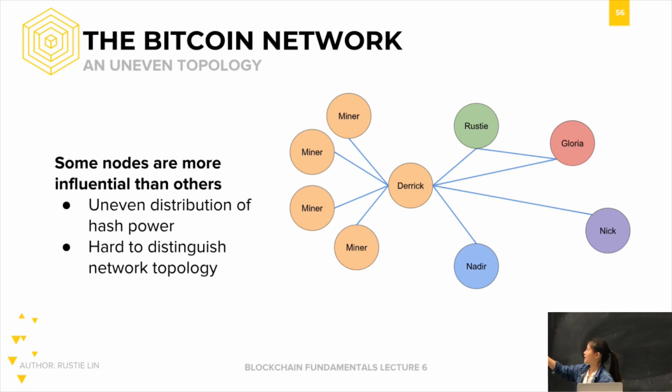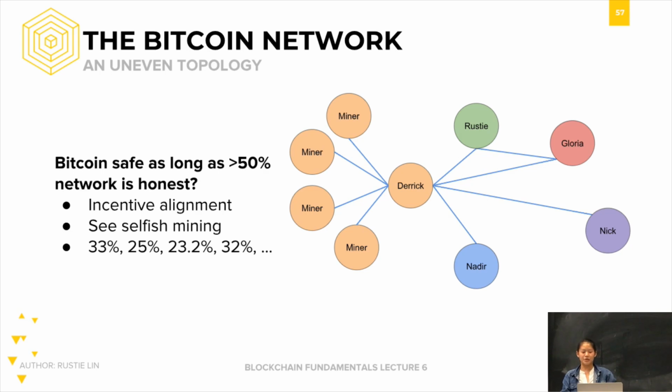For instance, if Derek, Rusty, Gloria, Nick, Nadir, if Derek was connected to a whole bunch of miners, then he has more computing power than everybody else on this network. And the Bitcoin network, we say, is safe as long as greater than 50% of the network is safe. We talked about this in a previous lecture where we have to incentivize, align those incentives, make sure that people want to act safely, in accordance with the way we'd like them to act.